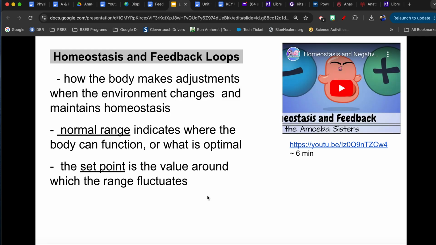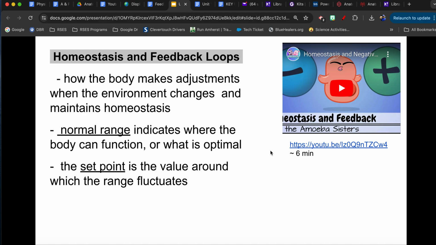All right, last big topic today is homeostasis and feedback loops. I'm not going to show this and make the video too long. I think you should watch it. So if you Google search homeostasis and negative feedback loops by the Amoeba Sisters, you'll see this video that's roughly 6 minutes long. If you really want to, you could type in that link, but I'd recommend just Google searching Amoeba Sisters, homeostasis and feedback.